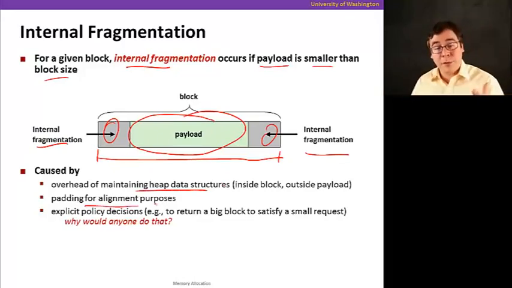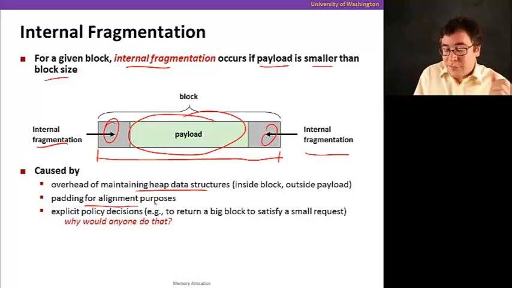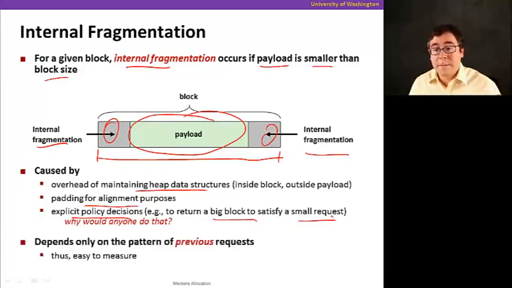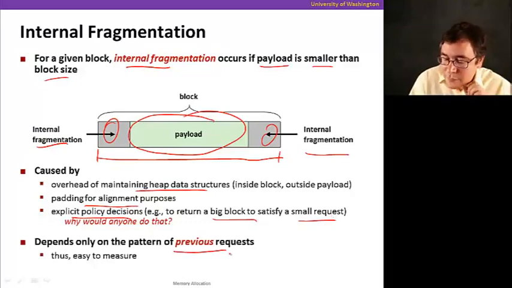We said earlier that one of the requirements of dynamic memory allocators is that they need to provide aligned blocks. Also, internal fragmentation is caused by explicit policy decisions. You could return a big block to satisfy a small request. Why would you do that? Because of performance reasons. One interesting thing about internal fragmentation is that it depends only on the pattern of previous requests, so it's easy to measure.